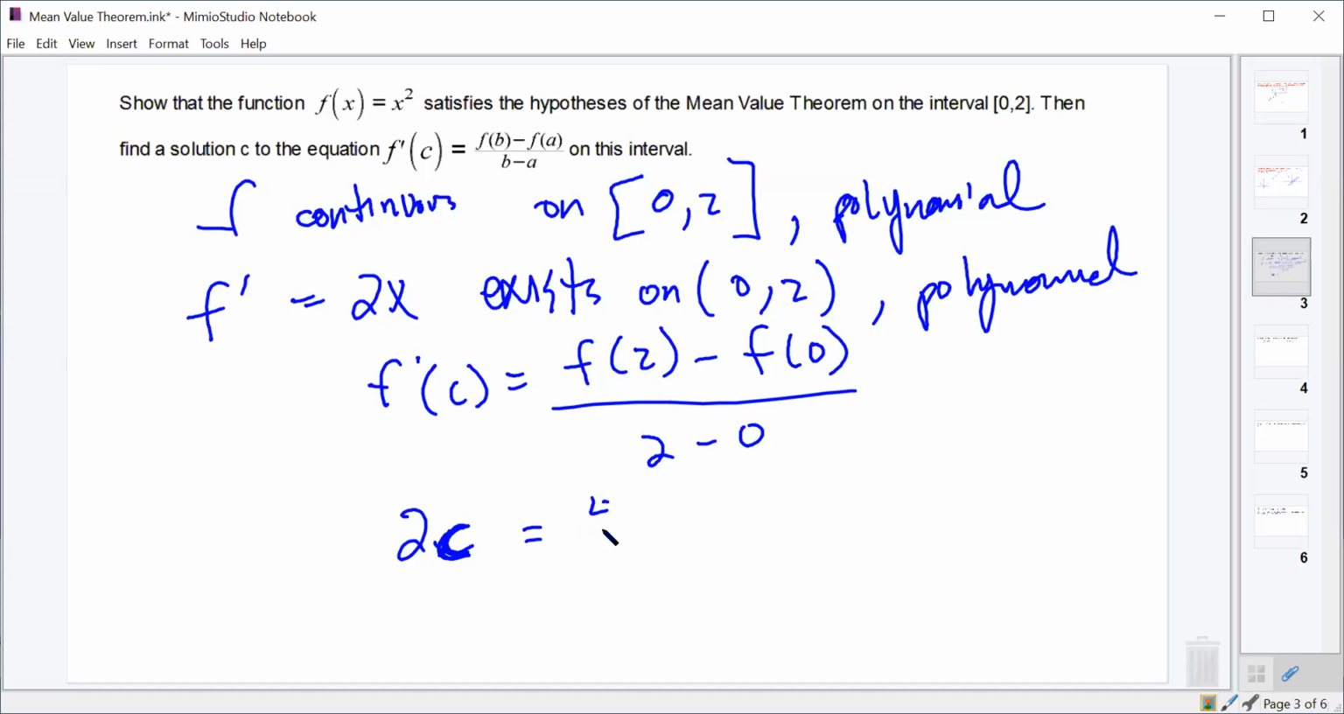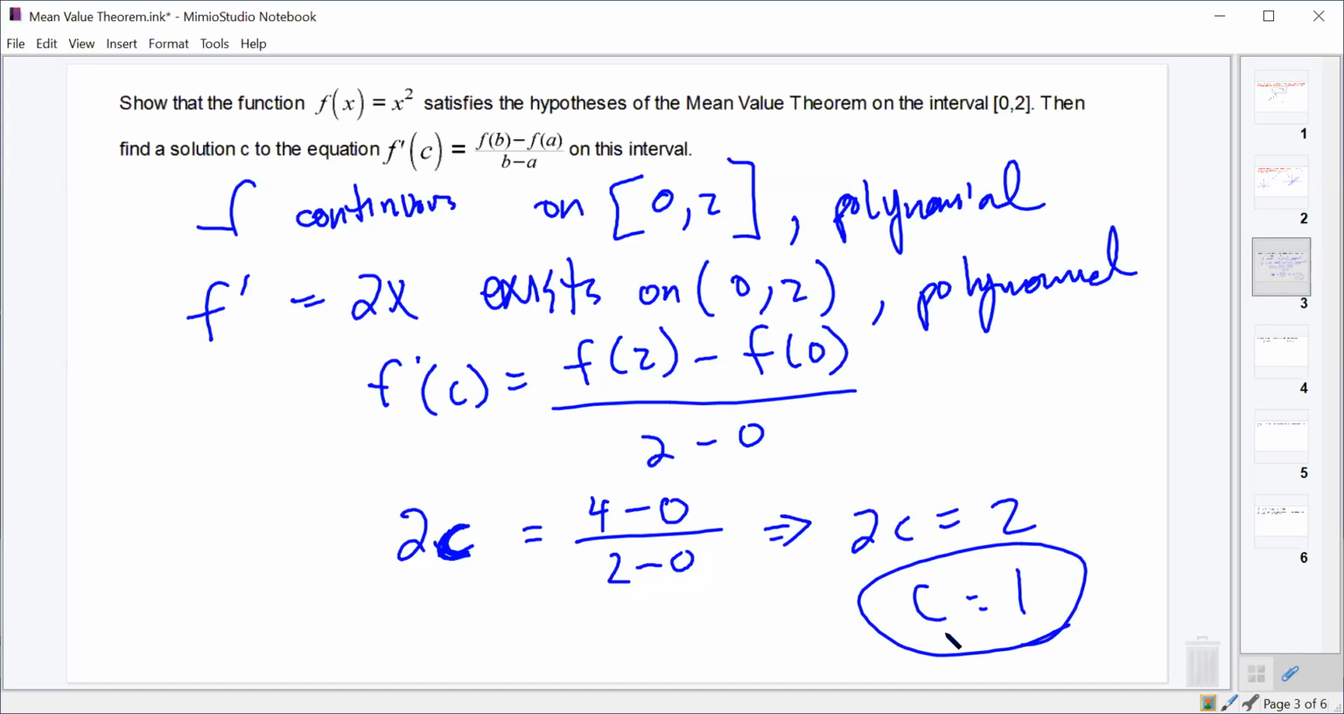4. And f of 0 should be 0. So 4 minus 0 over 2 minus 0 ought to give us 2c equals 2, or c equals 1. So the place on the interval from 0 to 2 where the instantaneous rate of change is equal to the average rate of change is at c equals 1, or x equals 1.